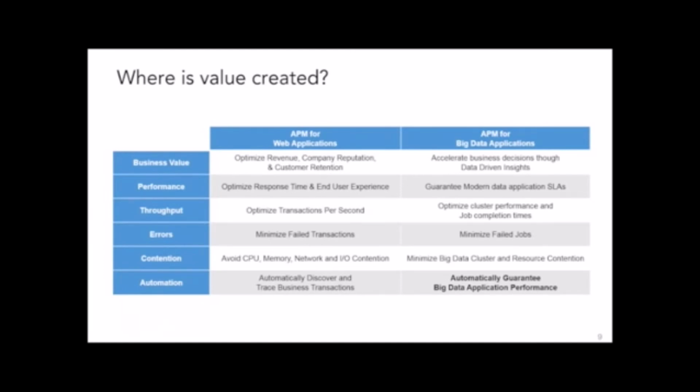I'm not going to read through the left column here because this is the value for the standard web-based applications. But if you do this right over on the big data side, right, the top line business value is time to insight. If your big data environment runs more effectively, if you can guarantee the SLAs, you can guarantee your cluster performance and your job completion time, and minimize failed jobs, right? The top line business value to you is you're going to get those data-driven insights more quickly, and you're going to be able to take action as a business to take advantage of those data-driven insights.